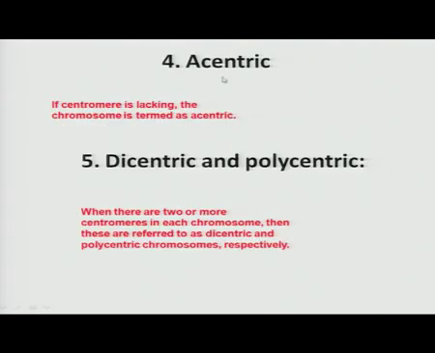Acentric are those chromosomes which lack centromeres, and dicentric and polycentric are those chromosomes which have more than one centromere. If they have two centromeres, they are considered dicentric, and if more than two centromeres are there in the chromosome, they are considered polycentric.